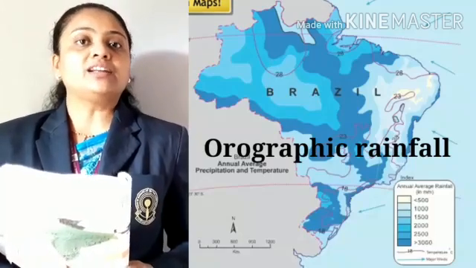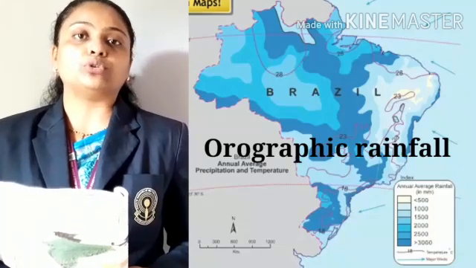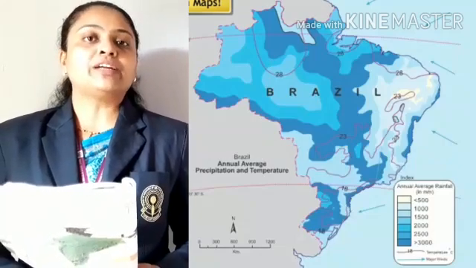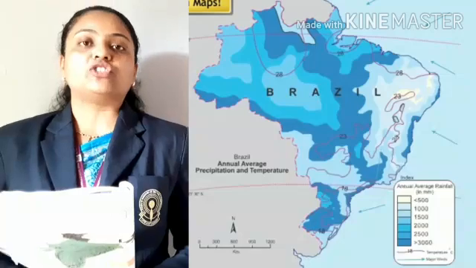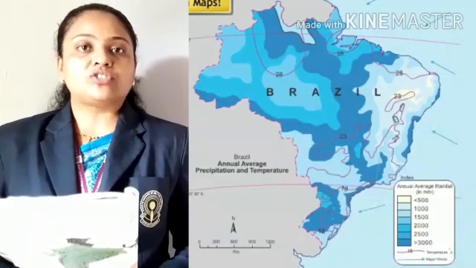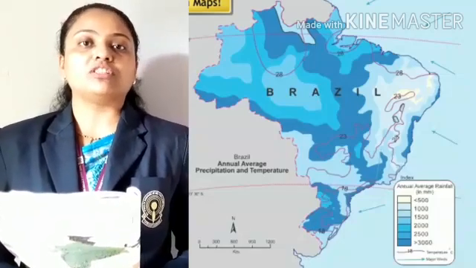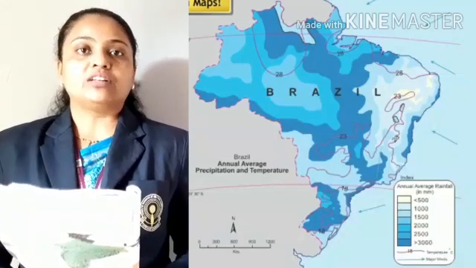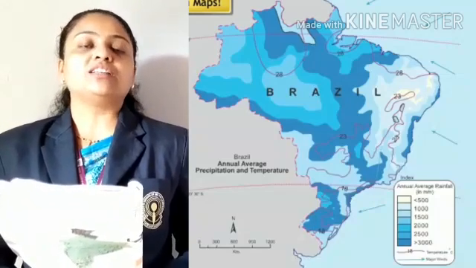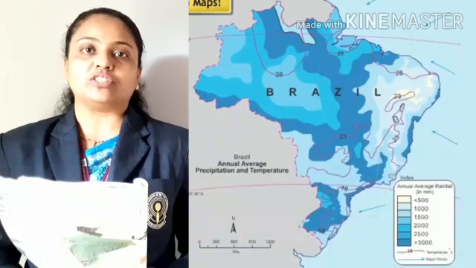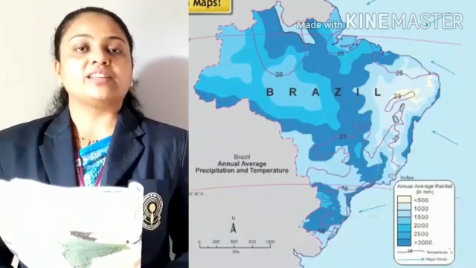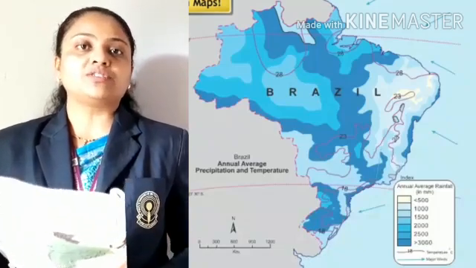Again, you have studied in earlier classes what is meant by orographic rainfall. Orographic rainfall means rainfall which is received due to the obstruction caused by mountains or hills. So here the Great Escarpment and the Brazilian Highlands are the mountainous region which obstructs these winds, and therefore Brazil receives rainfall.